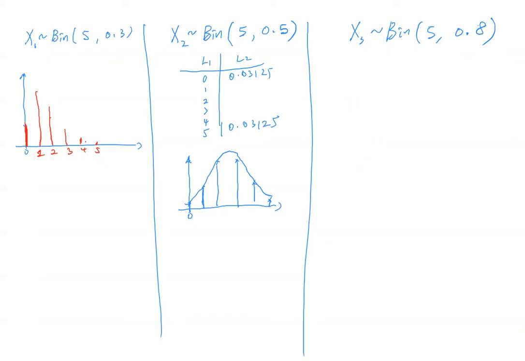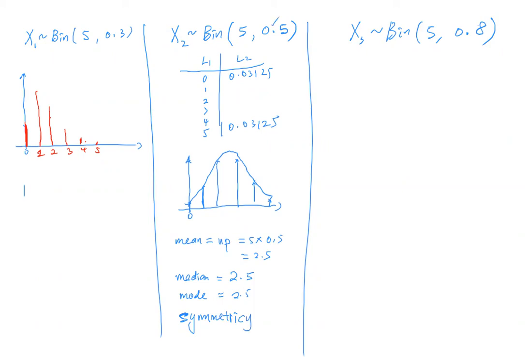So the mean for this one, according to our formula, mean is np, which is 5 times 0.5, which is 2.5. The median will be the same as well if you go and calculate, because it is symmetrical. The mode is also 2.5, because this is symmetrical. So when p is 0.5, it is symmetrical.